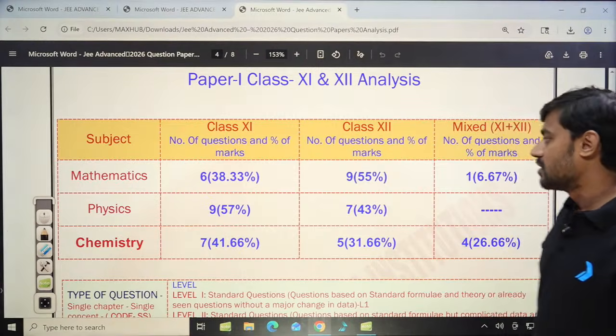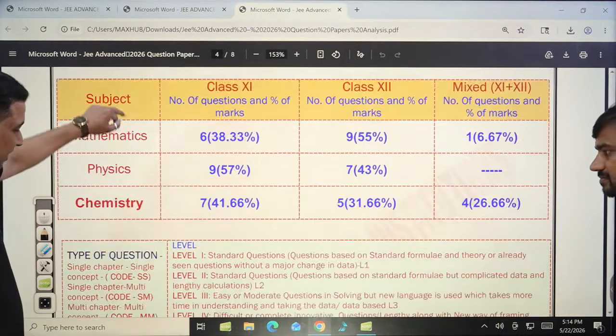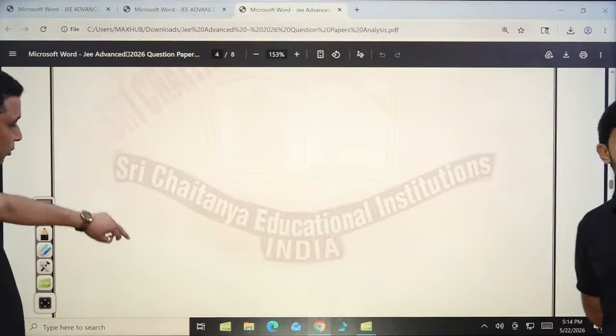In chemistry, they have balanced the 11th and 12th actually. Okay, sir. So this was paper 1. Now come to paper 2.